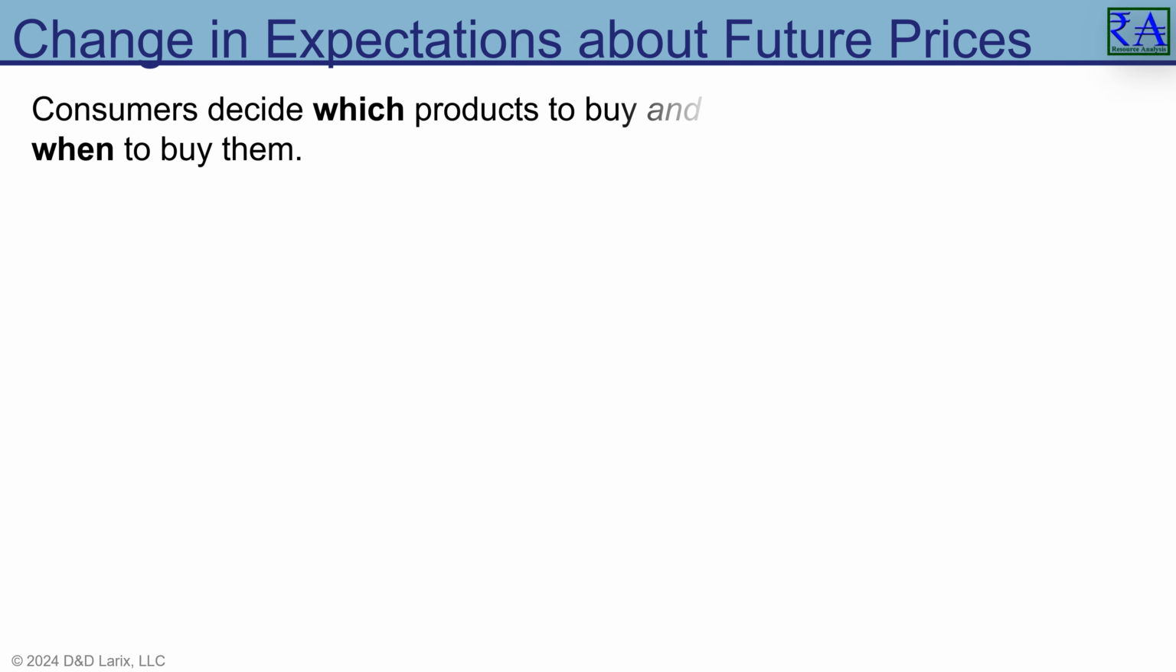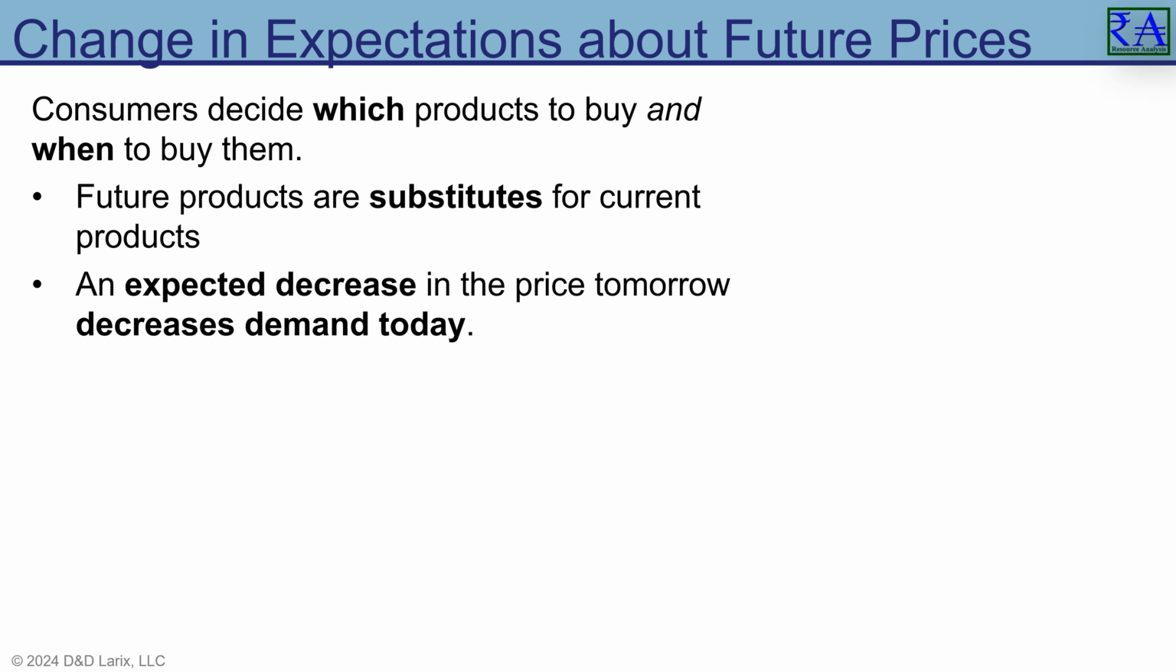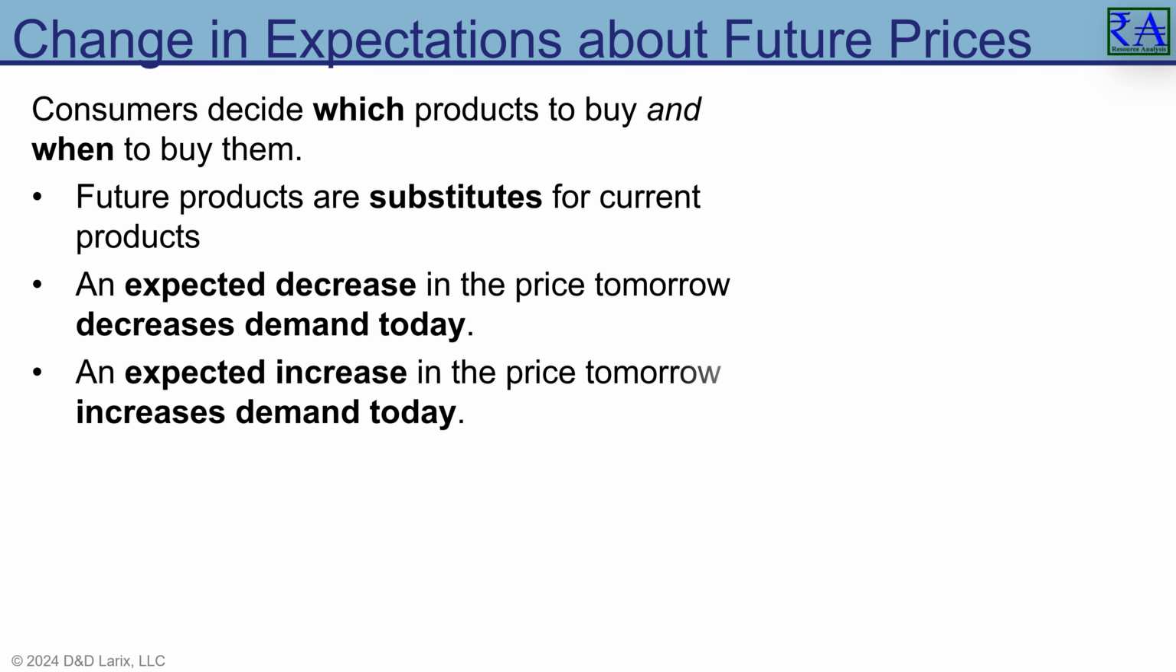Expected future prices also affect current demand. For example, if enough consumers become convinced that houses will be selling for lower prices in 3 months, the demand for houses will decrease now. If enough consumers become convinced that the price of houses will be higher in 3 months, the demand for houses will increase now, as some consumers try to beat the expected price increase.